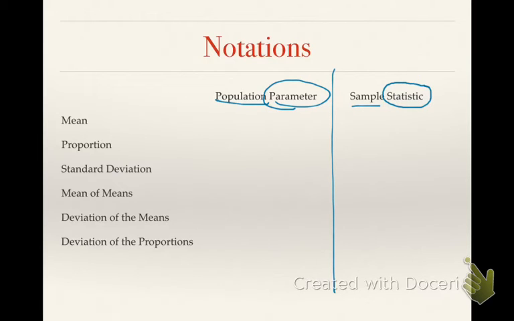But there are different notations referring to values from the population and values from the sample. And the first one is the mean. The mean of a population is denoted as mu.